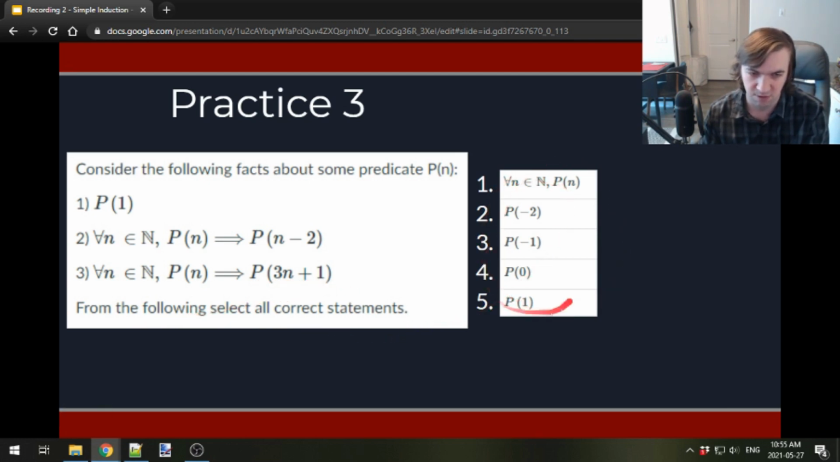And here are the potentially correct statements that you can pick from. For all n, P(n), P(-2), P(-1), P(0), P(1). And you can think about which of these might be true, which of these might be false, and we'll go over it in the class.